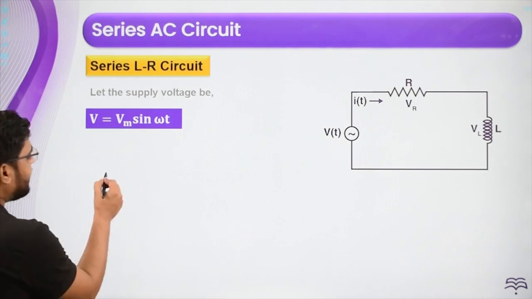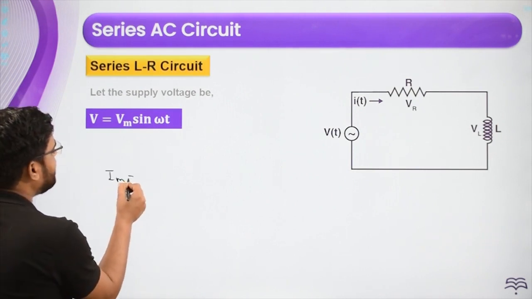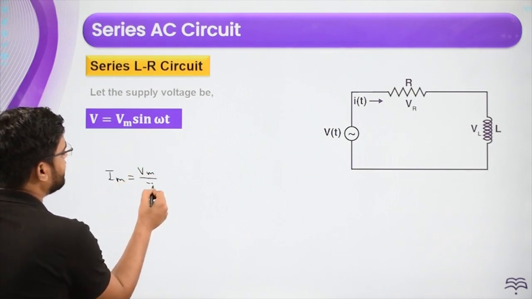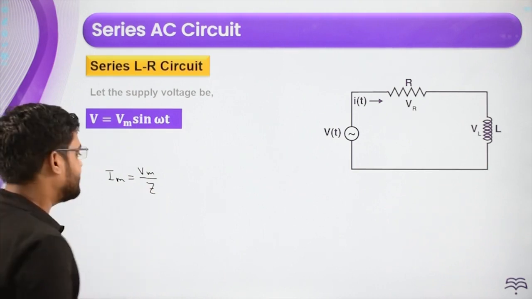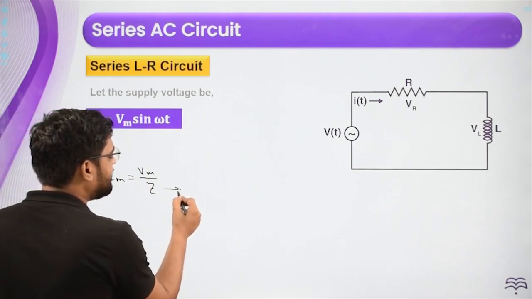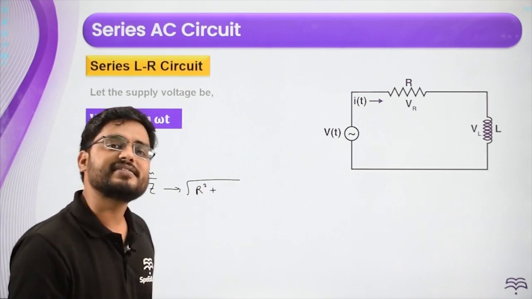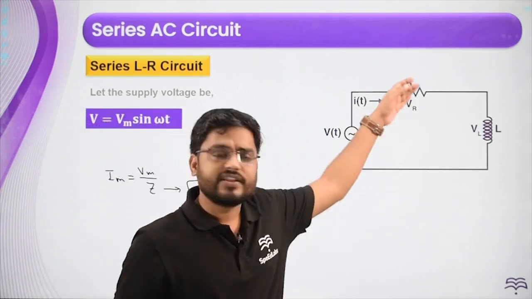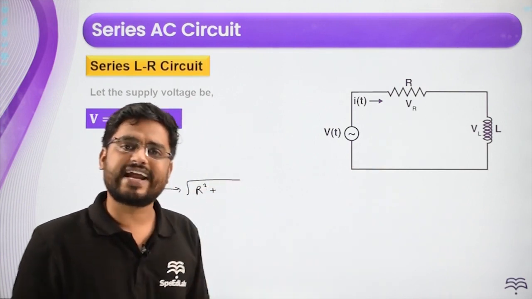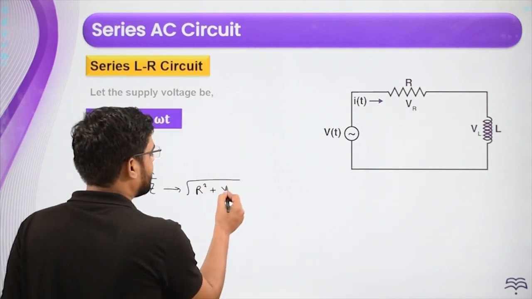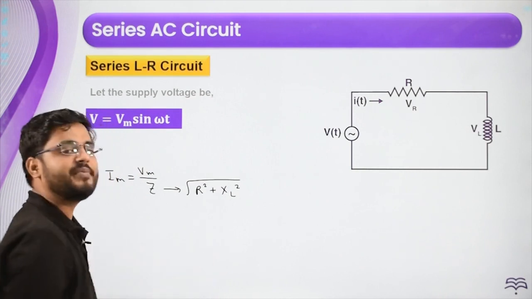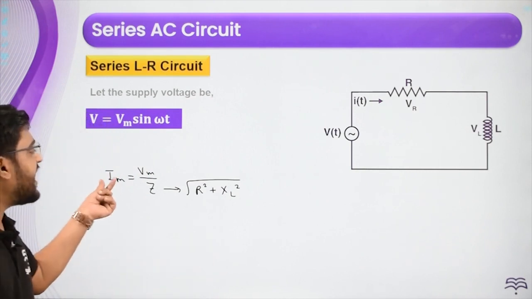We know that Im is nothing but Vm by Z. But what is Z? Z in such case is nothing but root over R square plus (XL minus XC) whole square. Here we say that there is no capacitor, so just don't write XC. So it is XL square. So this is going to be my Z, and this is my Im.